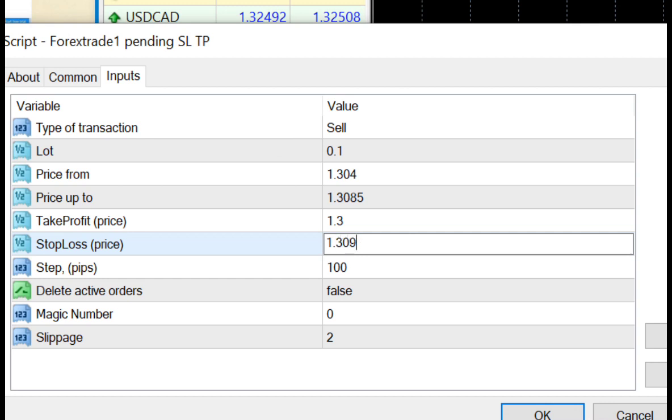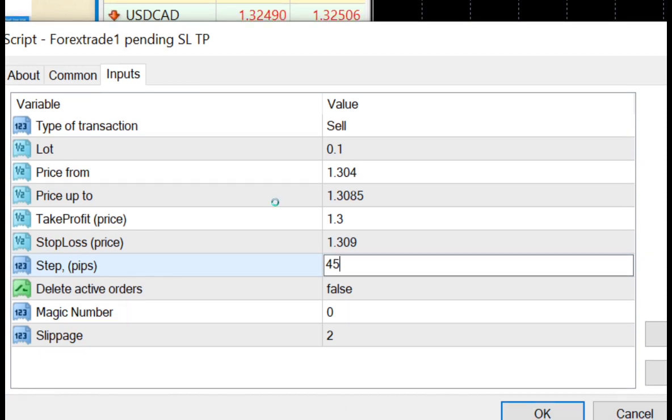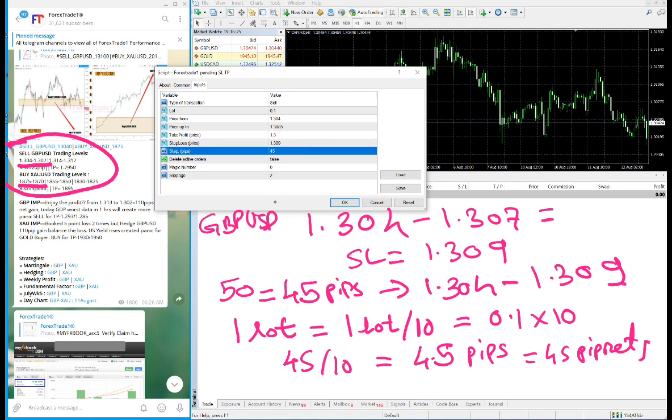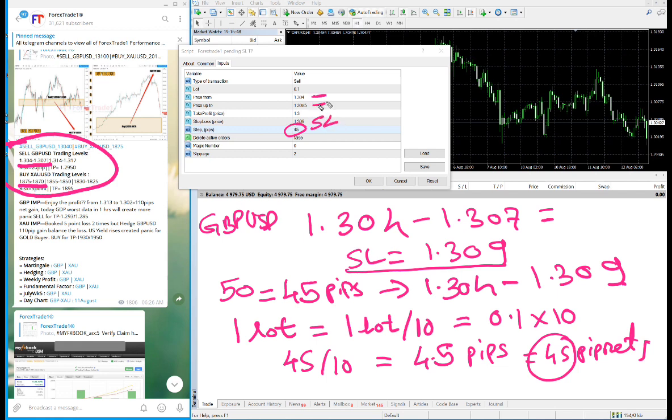SL would be 1.3090. Now, as we had discussed, at each 4.5 pips, that is 45 pips in total, we will enter. So with each gap of 4.5 pips, a new entry will be taken, which you can see here on the screen: SL 1.3090, 45 pipettes, and the same gap, the step. Entry just as per our signal, 1.3040 to 1.3070. SL is 1.3090, so we will take entries up to 1.3085, which is 45 pips of gap from the starting point, 0.1 lots into 10 entries, that is 1 lot, 4.5 pips of gap between each entry.